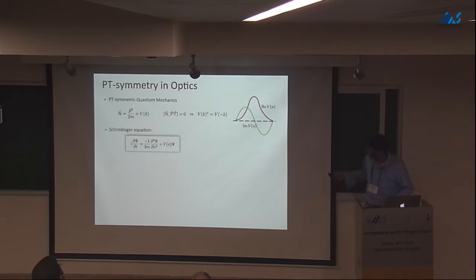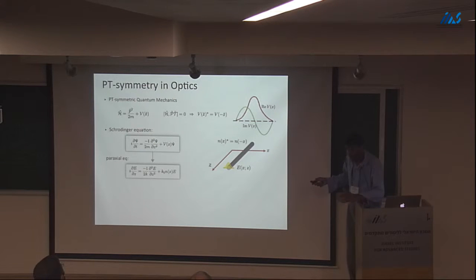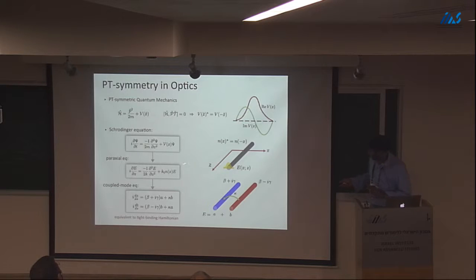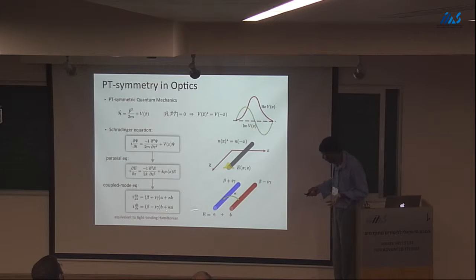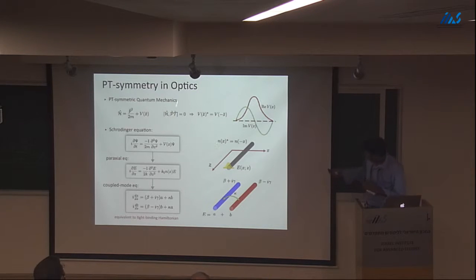So now you go down from Schrodinger equation to optics. In the paraxial equation, instead of the potential, you get the refractive index, and the time becomes space along this propagation direction. So basically this can be reduced to coupled mode equations, which are nothing but like a tight binding Hamiltonian with gain and loss. Here gamma is your PT symmetry breaking parameter. So basically this is the mapping between Schrodinger and optics, and you can find some of these in these references.